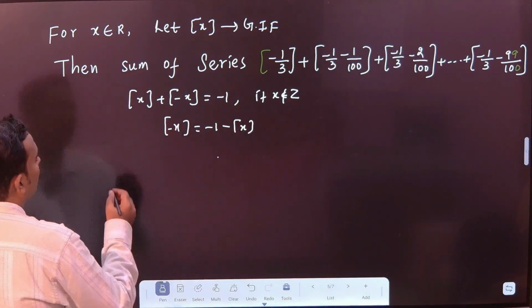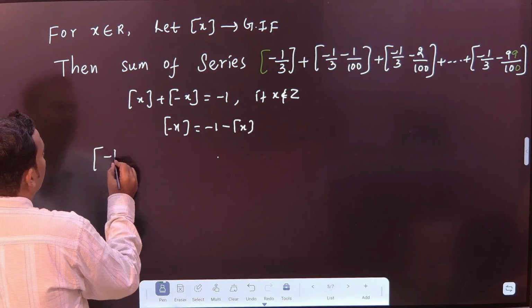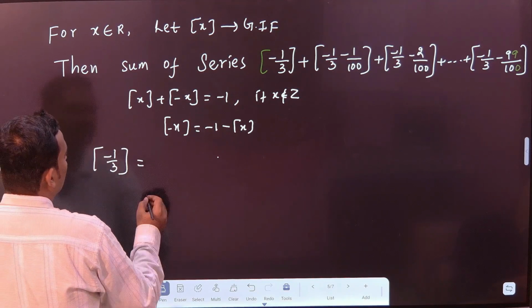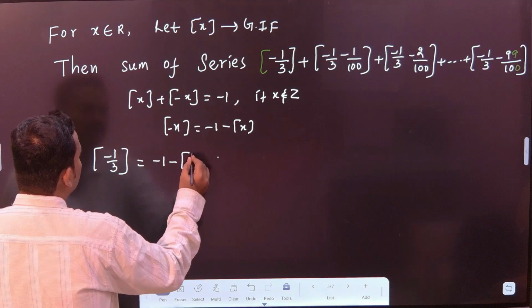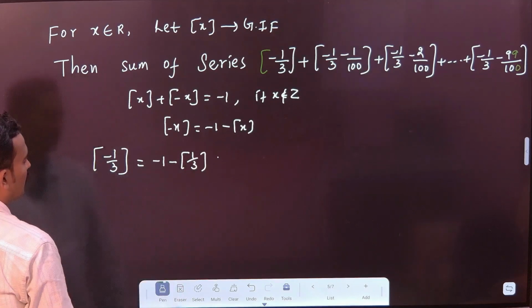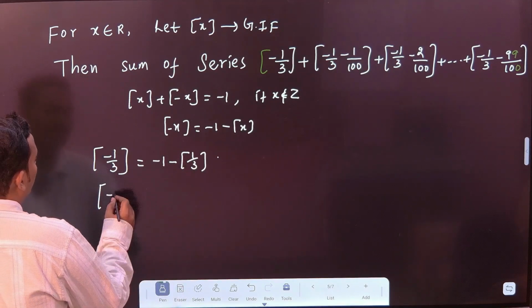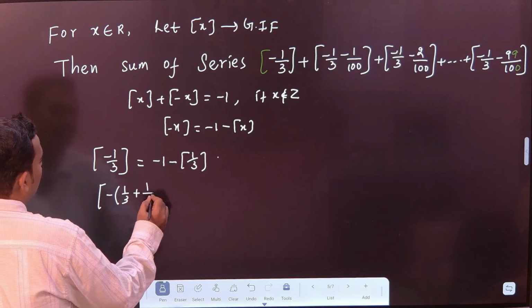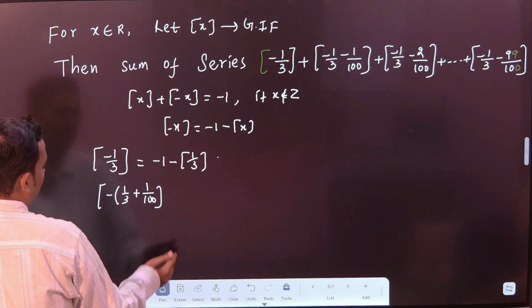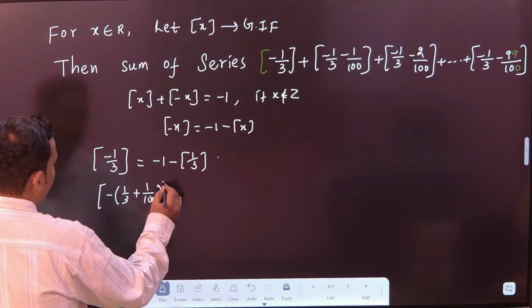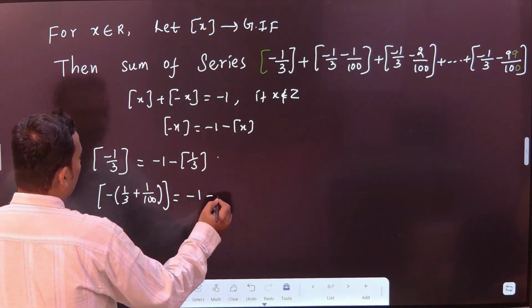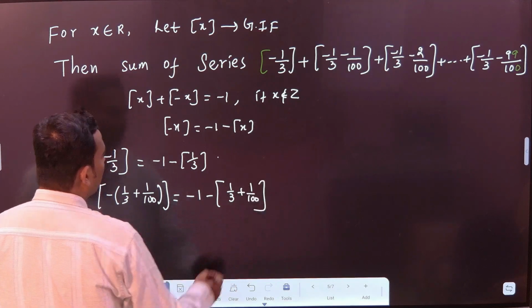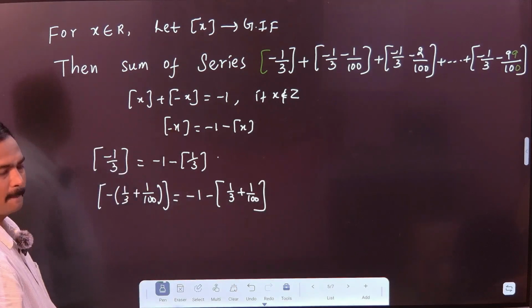You can see each term, how to write. The greatest integer function of minus x: minus 1 minus the greatest integer function of 1 by 3 we can write. The same way, for the next term, you take out 1 by 3 plus 1 by 100. This is how to write. So minus 1 minus the greatest integer function of 1 by 3 plus 1 by 100 we can write. Clear? I am just using this property, right?